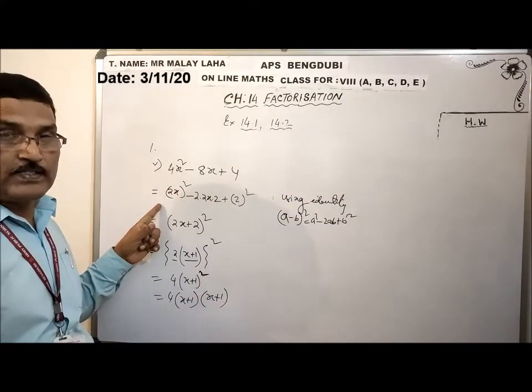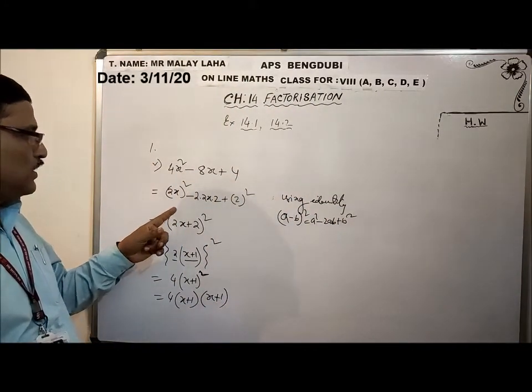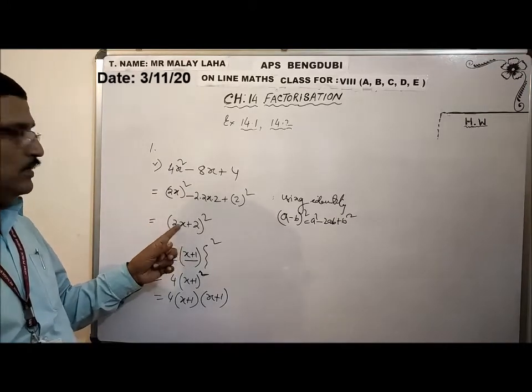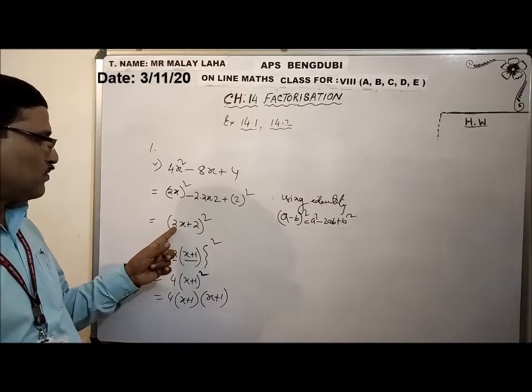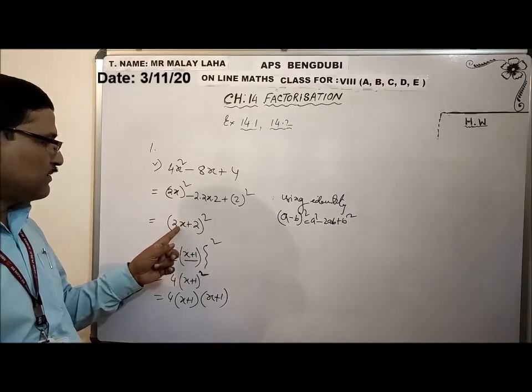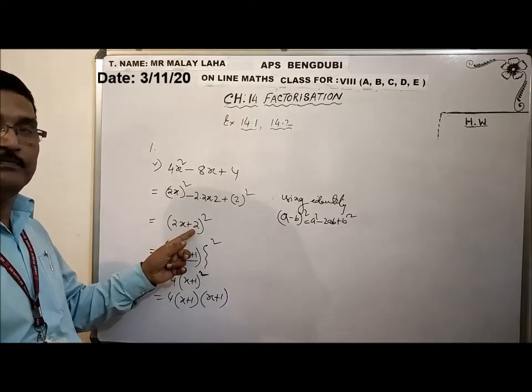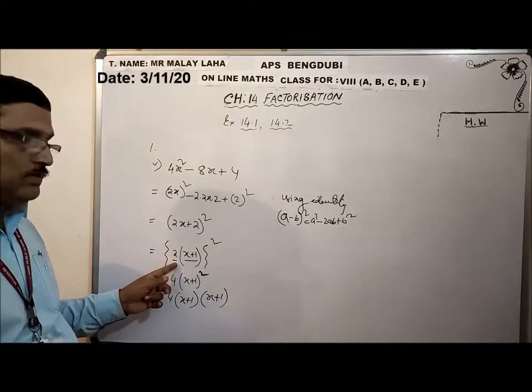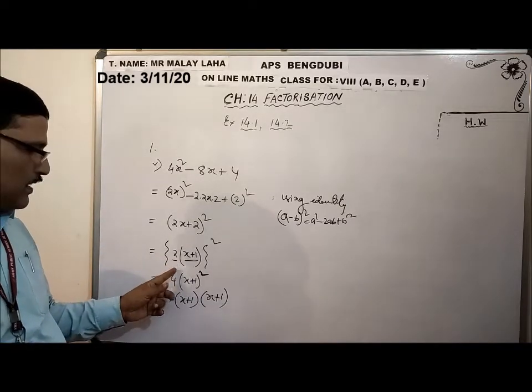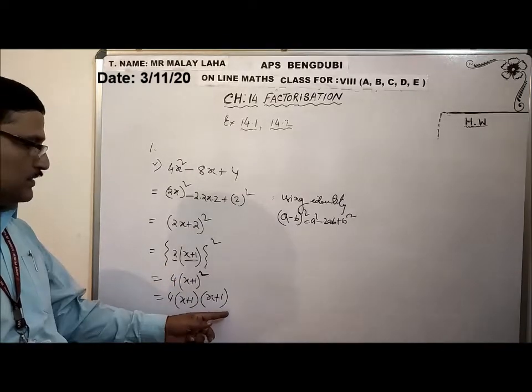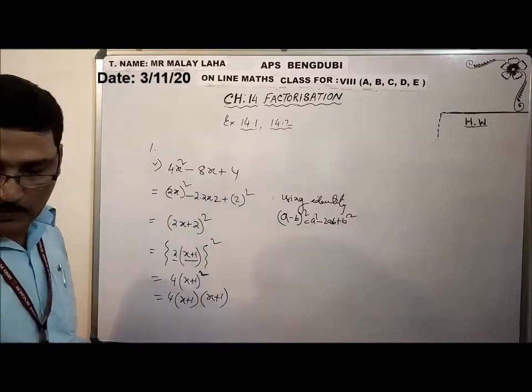This question you will practice 2-3 times. I have told you, so this is not the simplest form. The simplest form is that one where we cannot take further common from a and b. So if you take common, you do it this way. After that, the final answer. This is the answer of factorization.